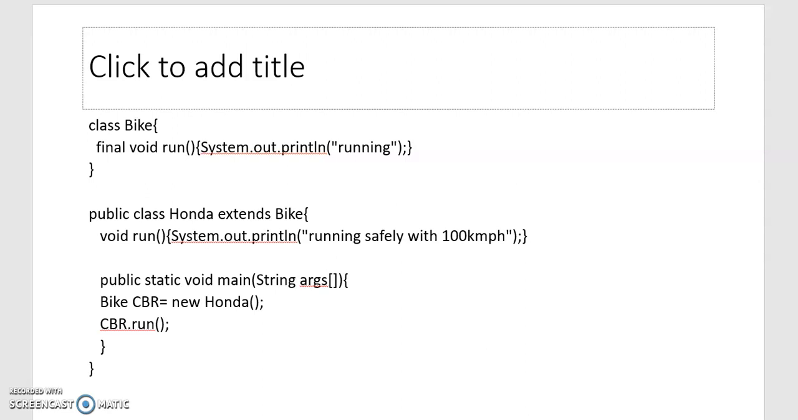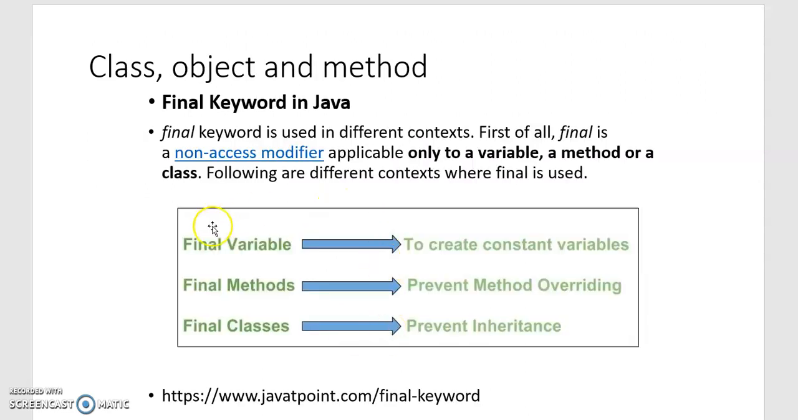So what we have looked at right now is the final keyword, and basically we have looked into 3 cases of the final keyword: when we apply it to variables, when we apply it to methods, and when we apply it to classes. So the after effect is, if it is applied to a variable, it will create constant variables which cannot be modified. If we apply it to methods, it will prevent overriding, and if it is applied to classes, it will prevent inheritance.